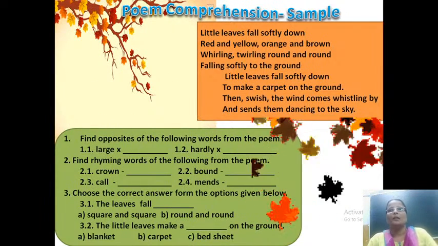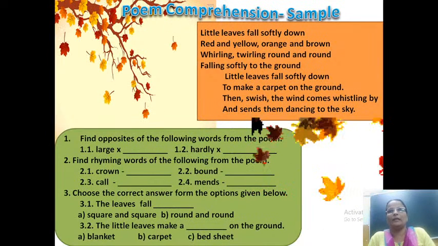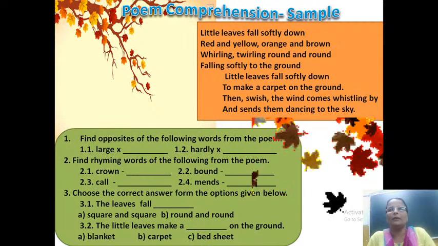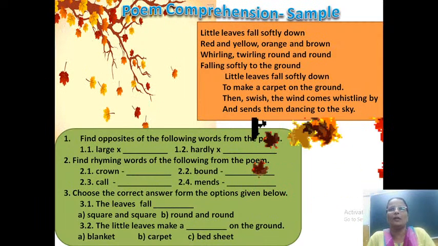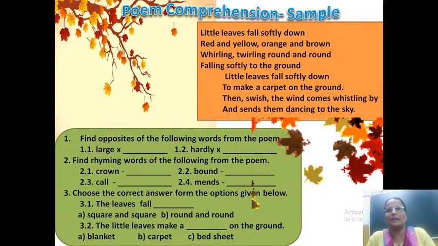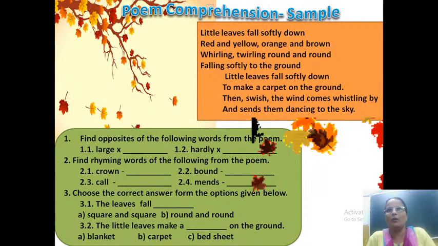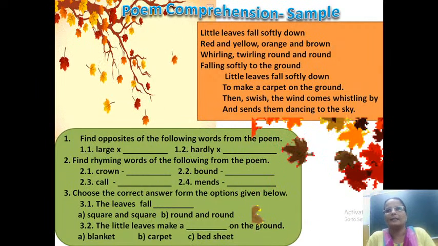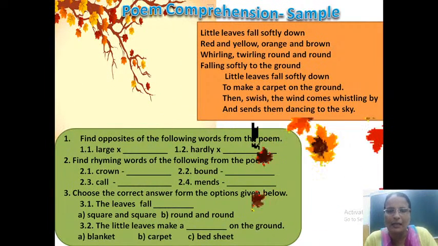Little leaves fall softly down, red and yellow, orange and brown, falling, twirling round and round, falling softly to the ground. Little leaves fall softly down to make a carpet on the ground. Then swish, the wind comes whistling by and send them dancing to the sky.